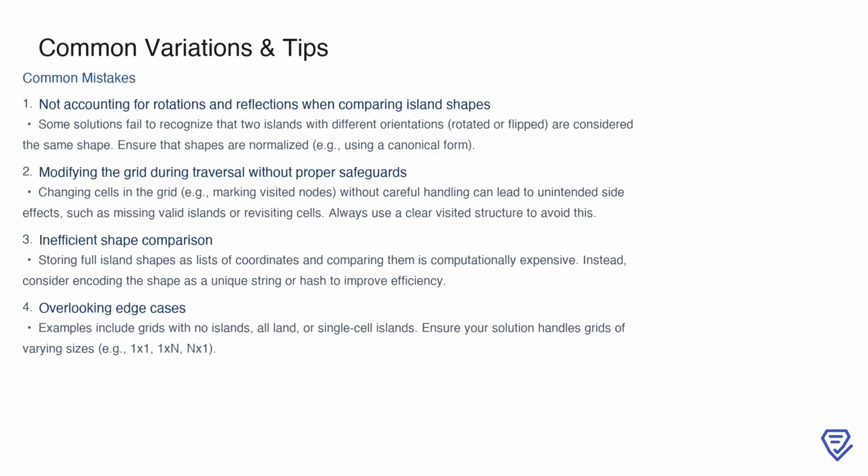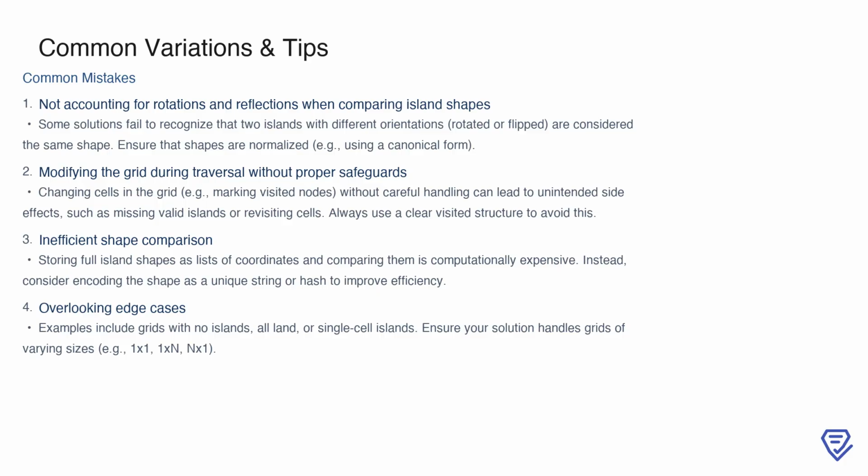When solving this problem, there are several common mistakes to watch out for. First, not accounting for rotations and reflections can lead to incorrect results. Two islands may appear different but are actually the same when flipped or rotated. To handle this, you need to normalize the island shapes, often by converting them into a canonical form. Second, modifying the grid directly during traversal, such as marking visited nodes, can cause unintended side effects. For example, you might accidentally skip valid islands or revisit cells if safeguards are not properly implemented. Using a separate visited structure can help prevent this.